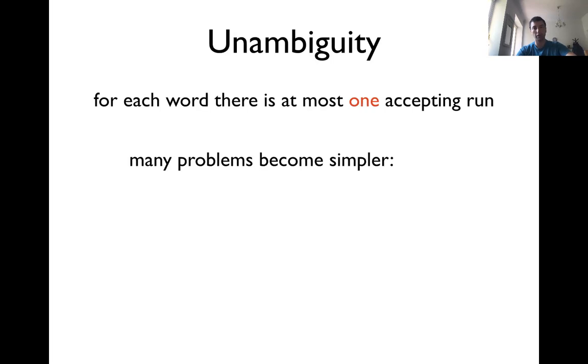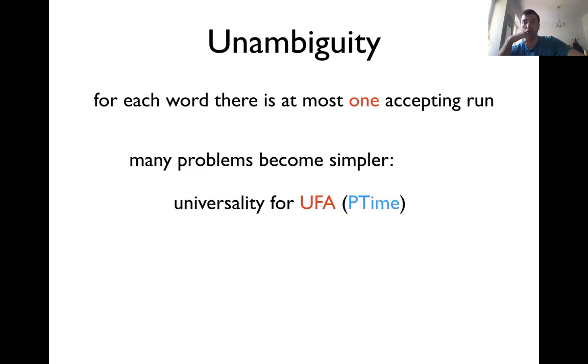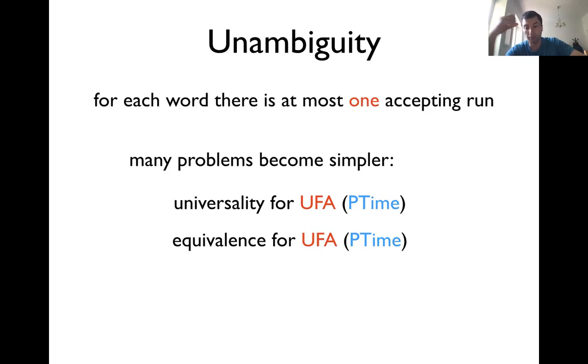And it's known that for non-deterministic systems which are unambiguous, many problems can be done more efficiently. For example, the universality problem for what I call UFA, unambiguous finite automata, is known to be in p-time. For non-deterministic automata, it's in general p-space complete. And also equivalence for unambiguous finite automata can be done in p-time.